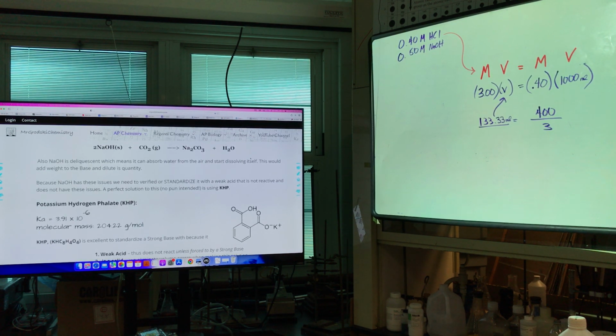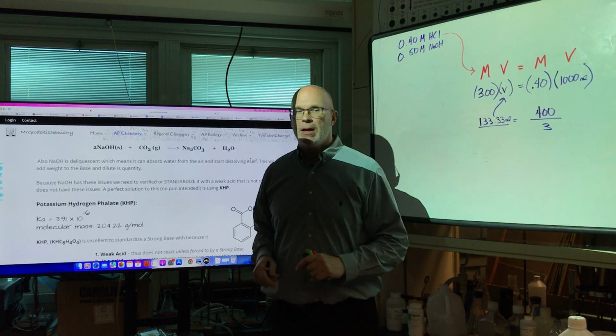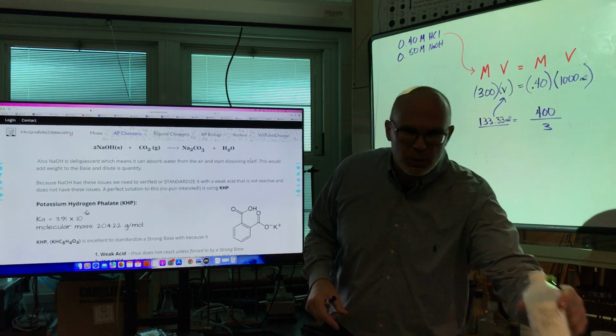You'll be doing that if you use a stock solution. In your next lab, you will have stock solutions of acids to do that. The problem is students will do it and leave the top off.